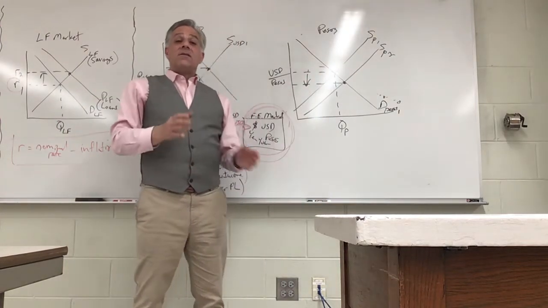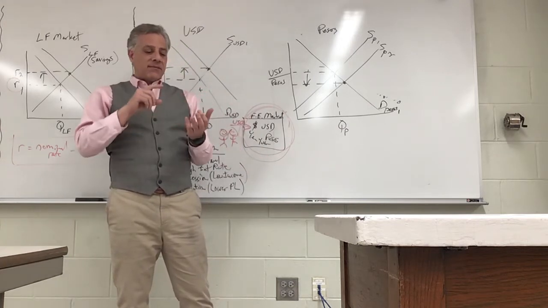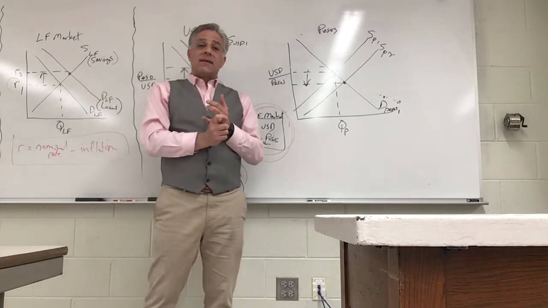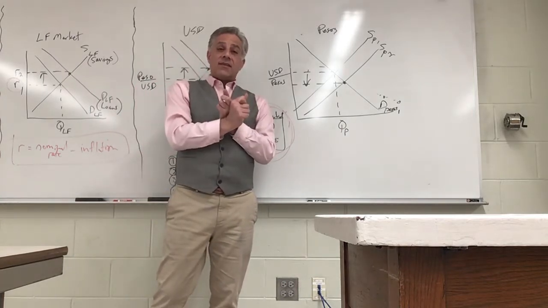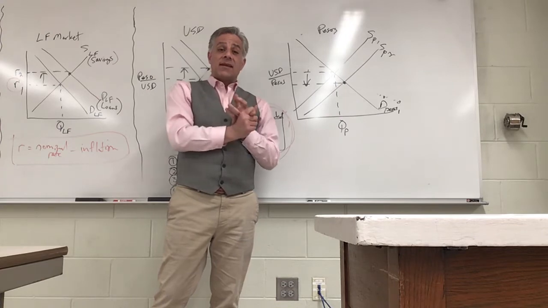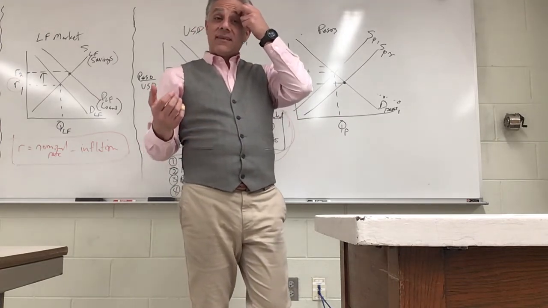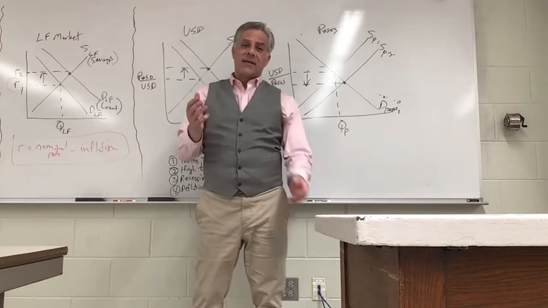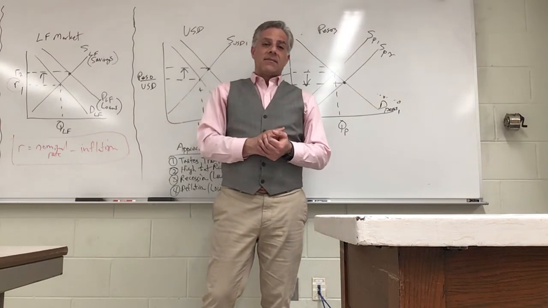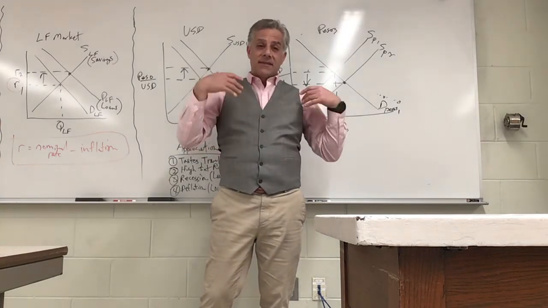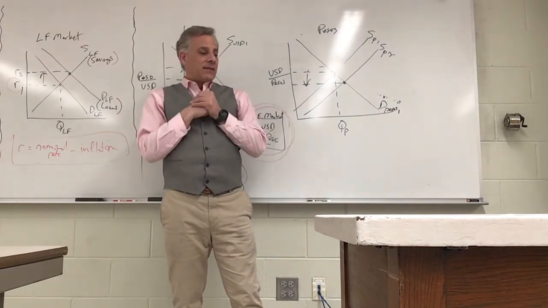Know your determinants of long-run aggregate supply. Private capital investment, quantity and quality of the labor force, new technology, education and research, healthcare and well-being, people saving more money. And then the things that are going to really have a negative impact on long-run aggregate supply: natural disasters, political unrest, insurrections, if I will.